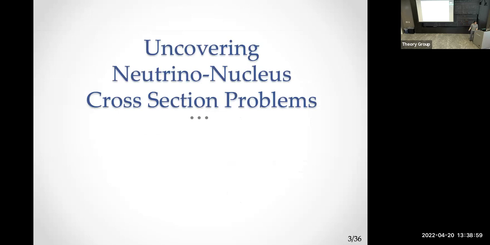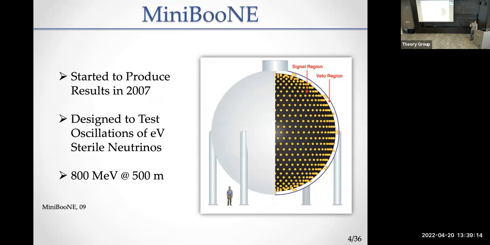Okay. So that's the general flash summary of the neutrino oscillation experimental program. So again, today I will talk about a specific problem, the neutrino nuclear cross-section. So let's see how this problem arises and when people realized it existed. So I think it really started out with MiniBooNE. Again, MiniBooNE is an experiment designed to test the LSND excess, which it did see. And the experiment was quite a while ago. It started in 2007.